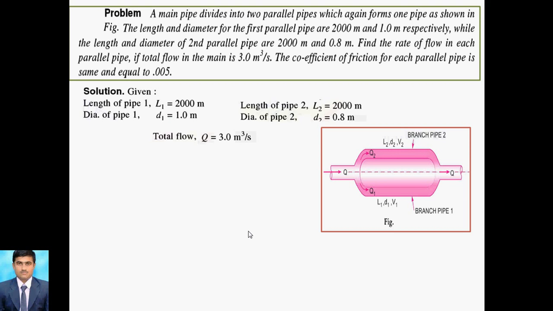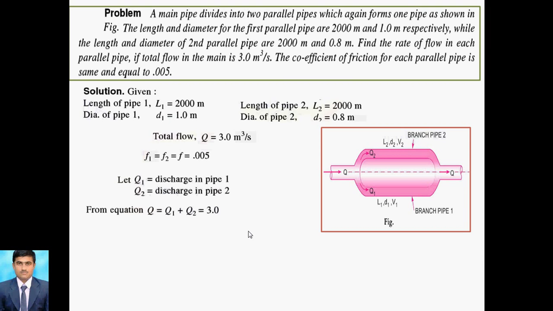Now we also know that the value of Q is 3 meter cube per second. Also, it is given that the coefficient of friction for each pipe, so F1, F2 and F, is about 0.005. So these are the same value. And after that we know the relation Q is equal to Q1 plus Q2, because the main flow Q is divided into two parts, that is Q1 plus Q2. So the main flow is this value 3, and Q1 plus Q2 is also unknown.